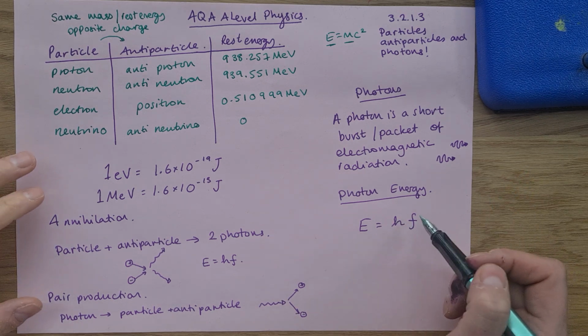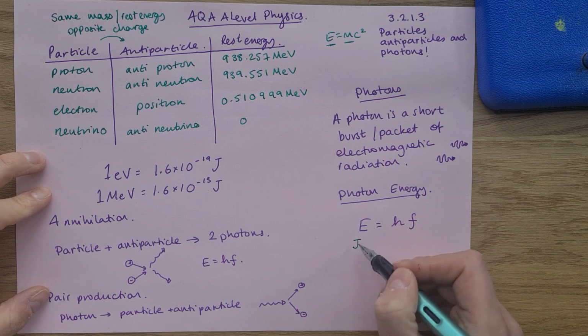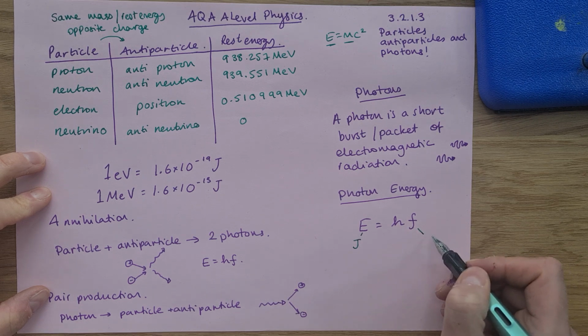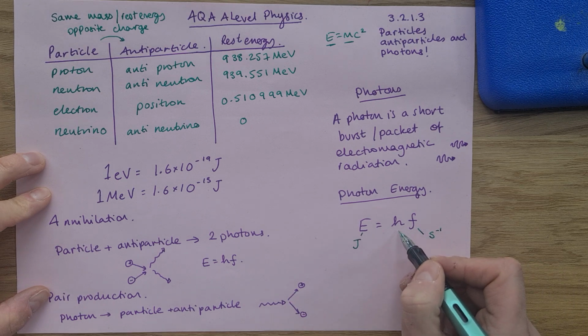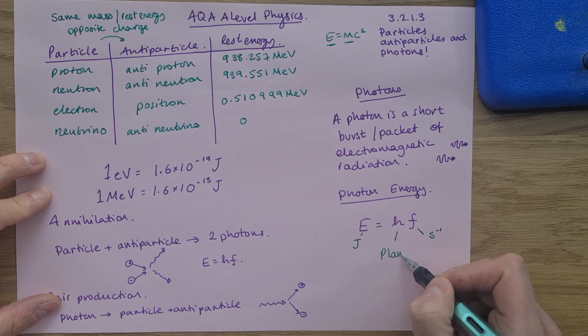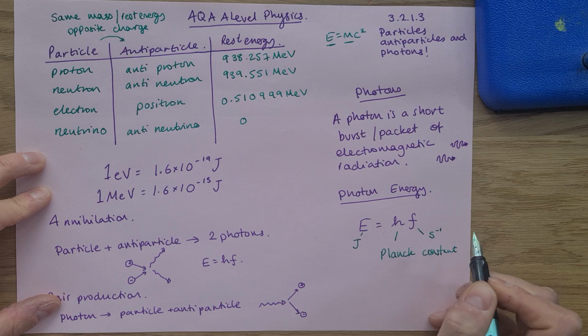Now, the energy that a photon has is given by this equation. E, energy, measured in joules, is equal to h times the frequency. The frequency is measured in hertz, which is seconds to the minus 1. And h is Planck's constant. It's called the Planck constant, and it's given on the data sheet.